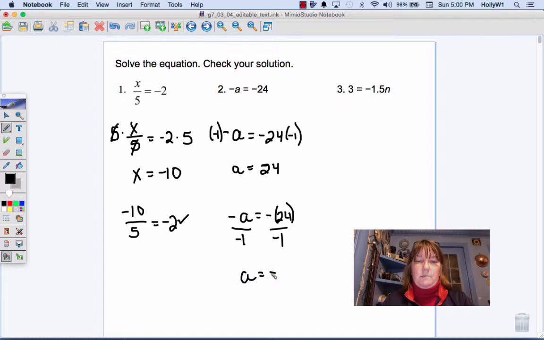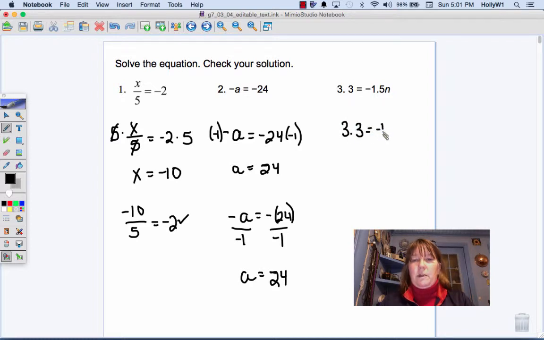And this would also be 24. So those work. And if we put a 24 in, substitute in here, negative 24 is actually equal to negative 24. It works out okay.